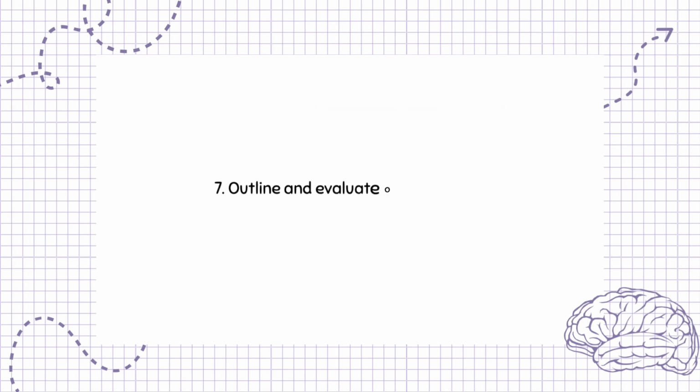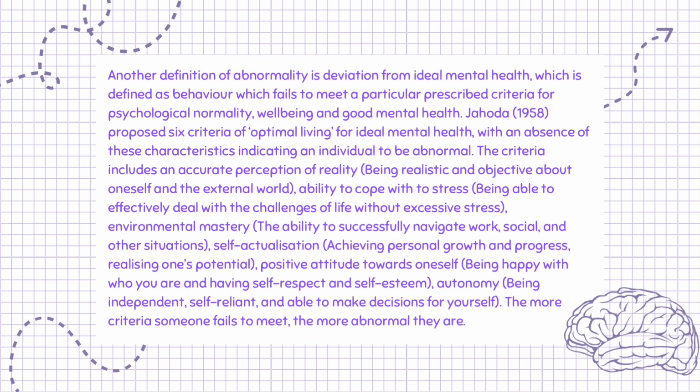Question 7. Outline and evaluate one other definition of abnormality. 6 marks. Another definition of abnormality is deviation from ideal mental health, which is defined as behavior which fails to meet a particular prescribed criteria for psychological normality, well-being, and good mental health.